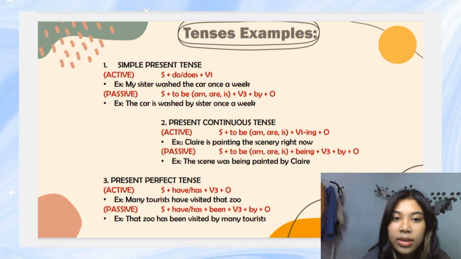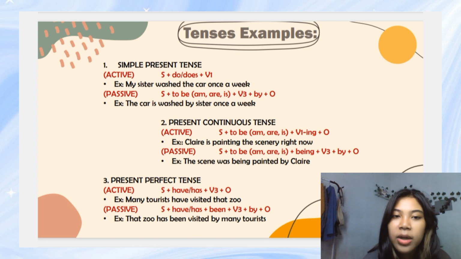3. Present perfect tense. For active: subject plus have or has plus verb 3 plus object. For example, many tourists have visited that zoo. For passive: subject plus have or has plus been plus verb 3 plus by plus object. For example, that zoo has been visited by many tourists.